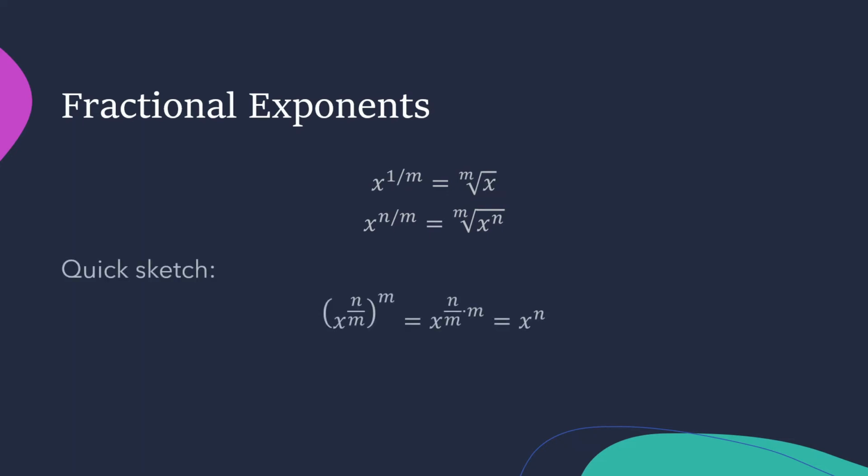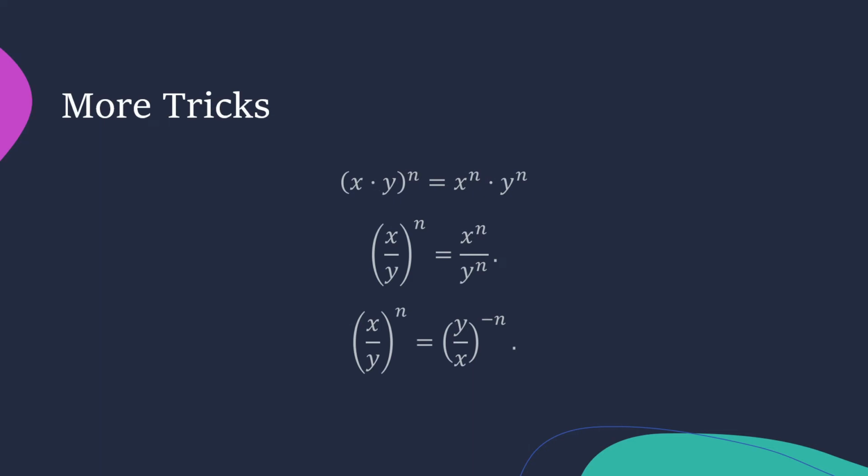And again, you can show this pretty easily. X to the n over m, to the nth power, by the power rule we just learned in the last slide, is just equal to x to the n, so that's pretty cool. And if you just let n equal 1, it's basically the first equation on this slide.